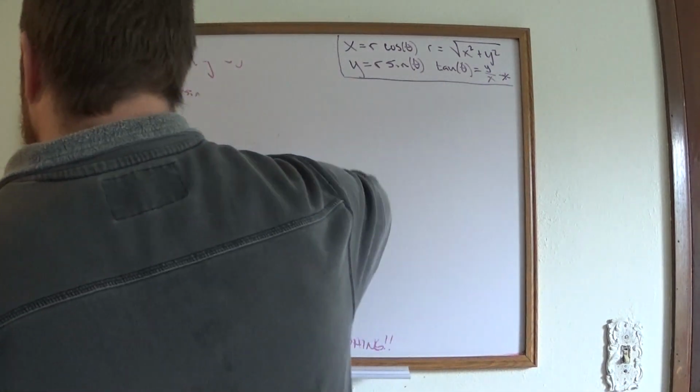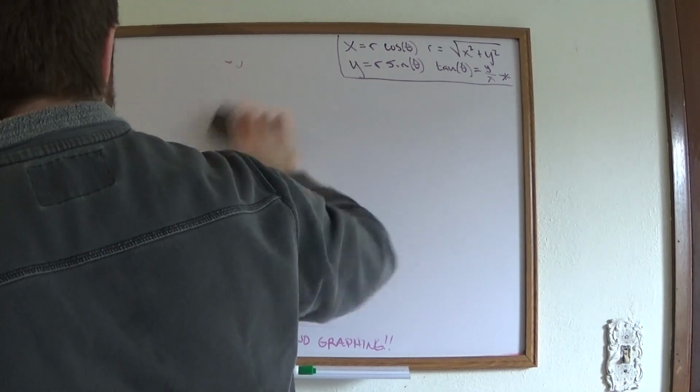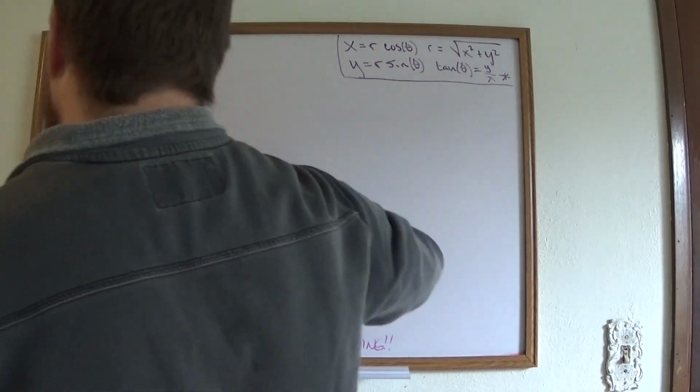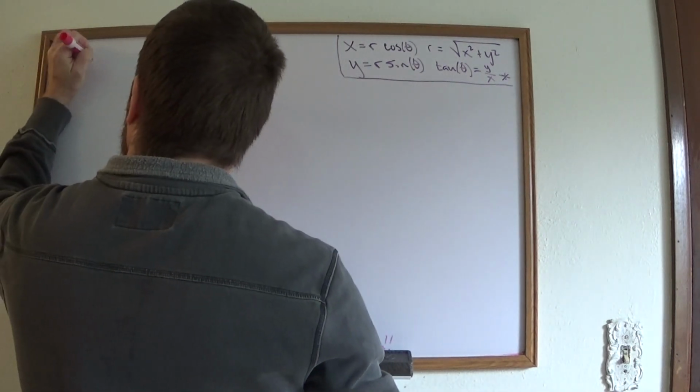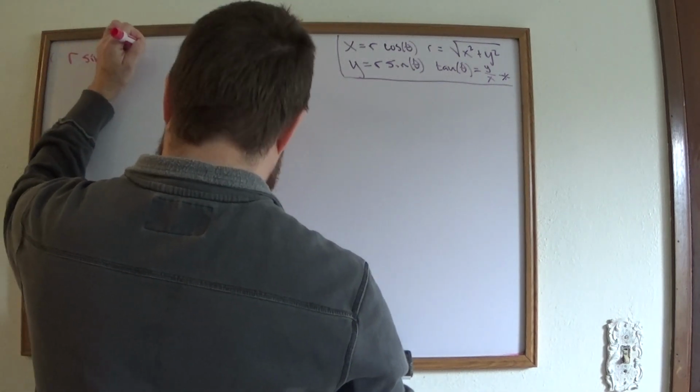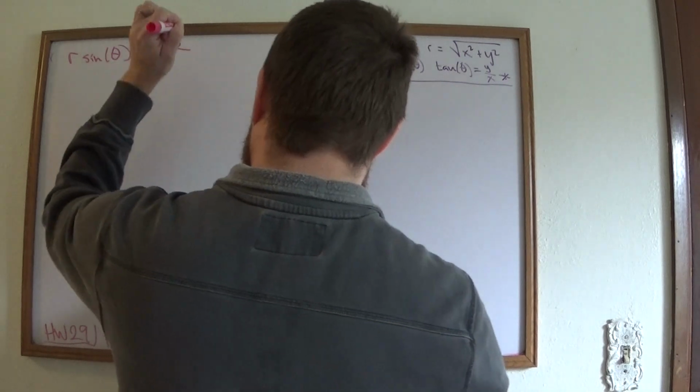Now we're going to go in the opposite direction. Find an equation with the same graph as this: r sine theta is equal to -2.